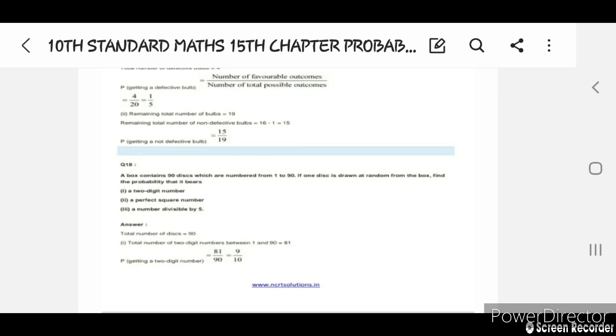From 10 it starts, 2-digit numbers 10 to 90. So therefore 81 by 90 is equal to 9 by 10. So 9 by 10 is the probability of a 2-digit number.